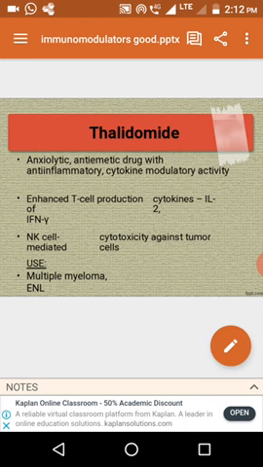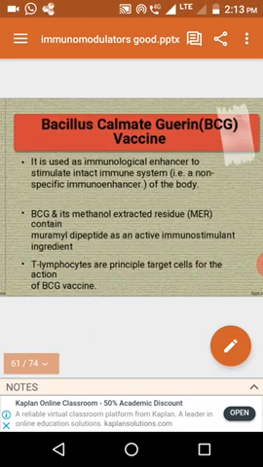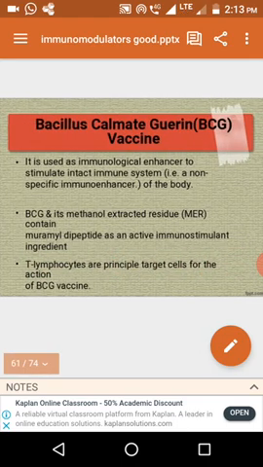It is mainly used in multiple myeloma, as well as dapsone induced erythema nodosum, the sulfone syndrome. In these two conditions thalidomide can be used, but the contraindication is pregnancy, because of its teratogenic activity.